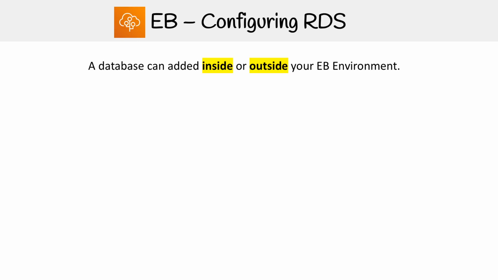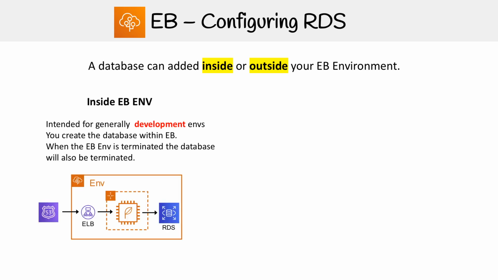So we need to talk about configuring your RDS database with Elastic Beanstalk, because you actually have two options. You can add a database inside or outside your Elastic Beanstalk environment, and you might not even be aware that you're doing it if you're setting it up. So it's important to know the difference. So let's talk about inside the Elastic Beanstalk environment.